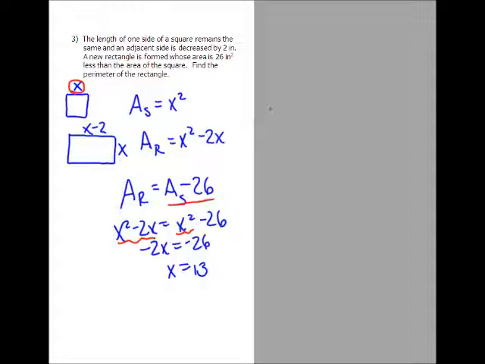Now it does ask me to find the perimeter of the rectangle. So since this is an 11 by 13 rectangle, it's going to be 24 times 2, or 48 inches equals the perimeter. Okay, perimeter equals, there we go. Alrighty. Let's look at number 4.